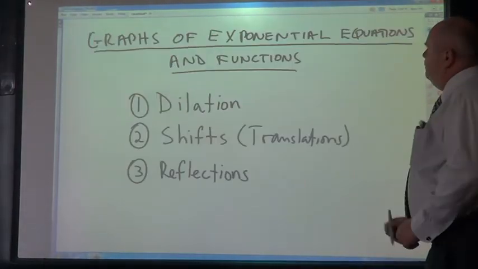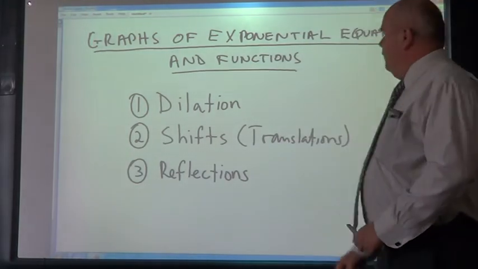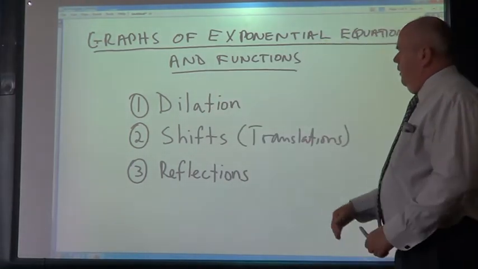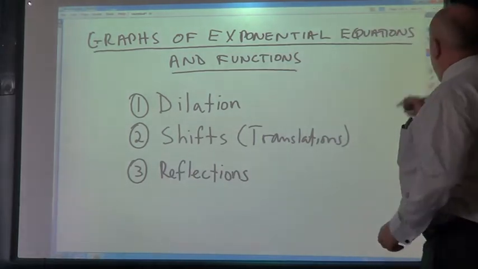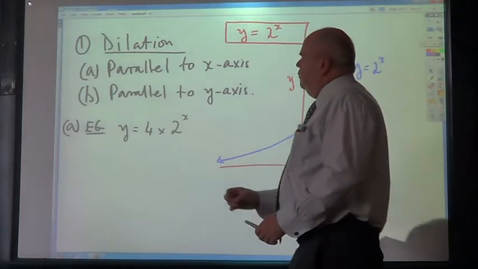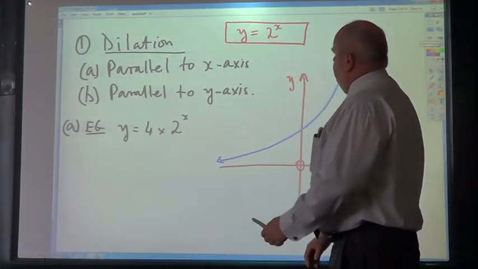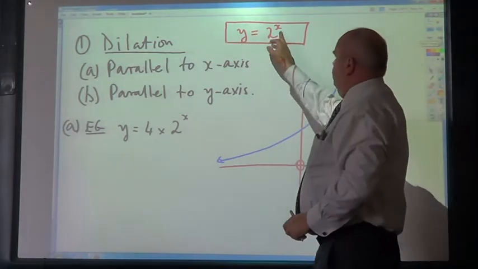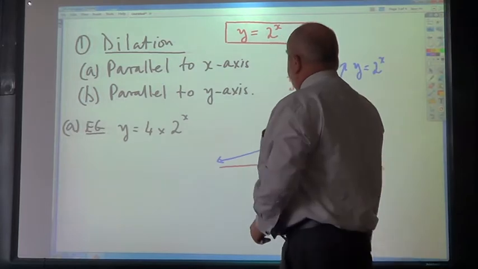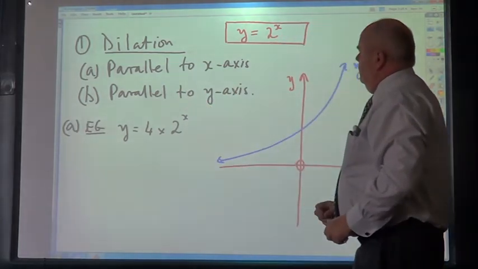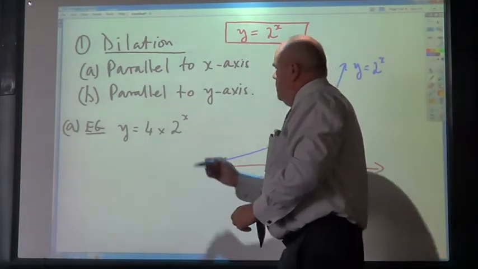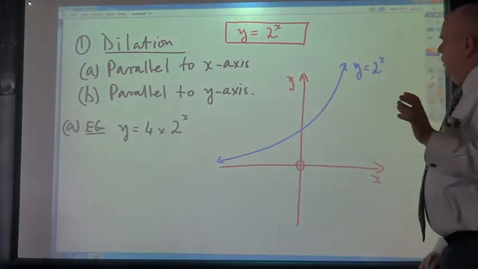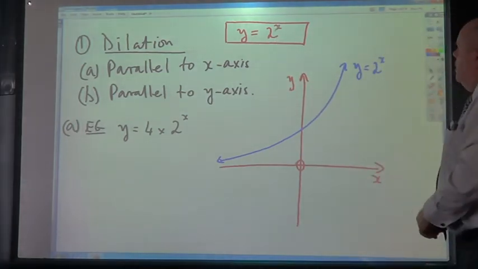Today we are talking about graphs of exponential equations and functions. I think on one tape we'll fit dilation and shifts, and on another one we'll save that for reflections. We can talk about two sorts of dilations. Parallel to the x-axis, where we put a scalar, a multiple, in front of the exponential expression. I've got an example going there. And then parallel to the y-axis, where we dilate by putting a coefficient in front of our x up there. We'll see the kind of differences those dilations have on a standard graph.